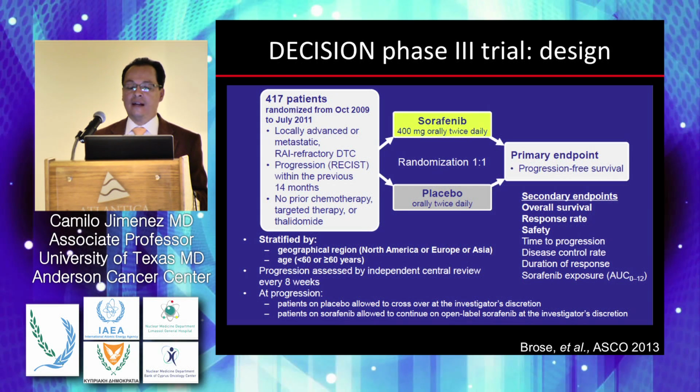As per the trial design, these patients didn't have any prior chemotherapy, targeted therapy, or thalidomide, and the patients were randomized 1-to-1 to one arm with sorafenib for 100 milligrams twice daily, or placebo orally twice daily. The primary endpoint was progression-free survival, and secondary endpoints included evaluation of overall survival, response rate, safety, as well as time to progression, disease control rate, duration of response, and some pharmacokinetic aspects.